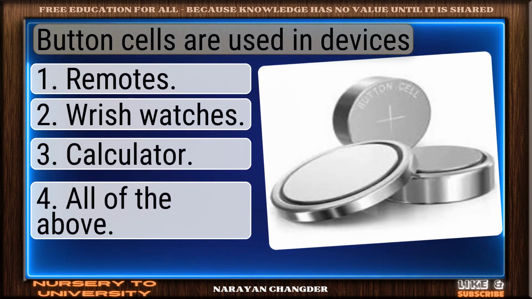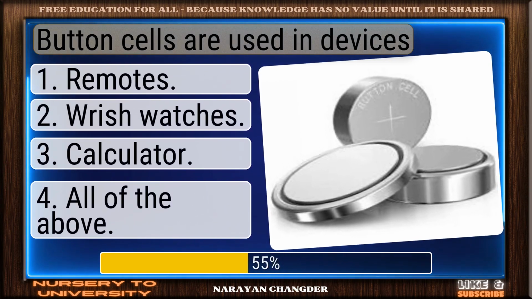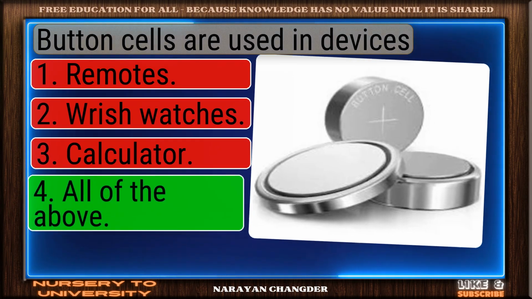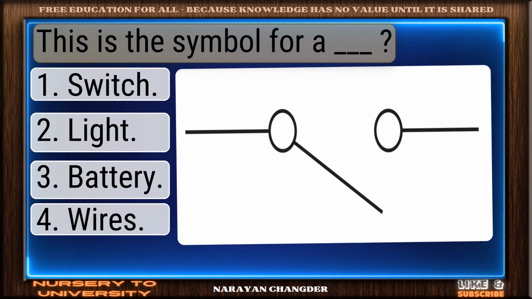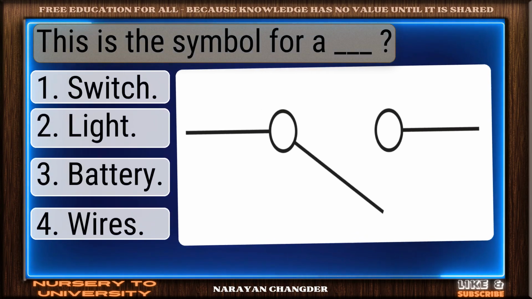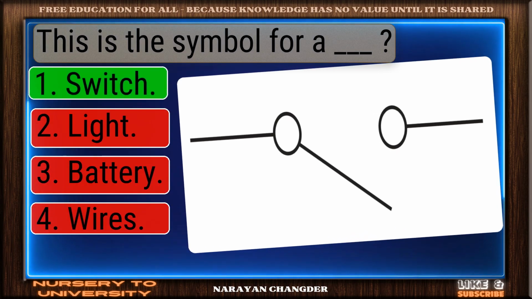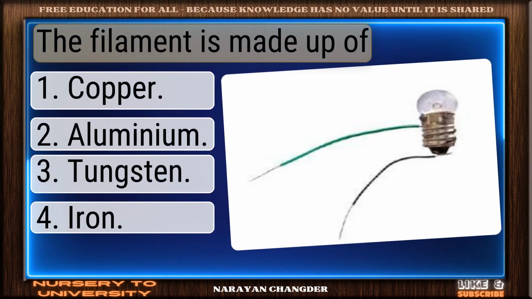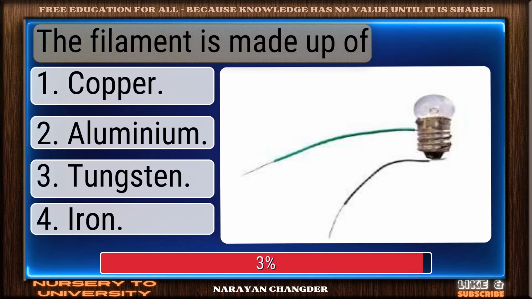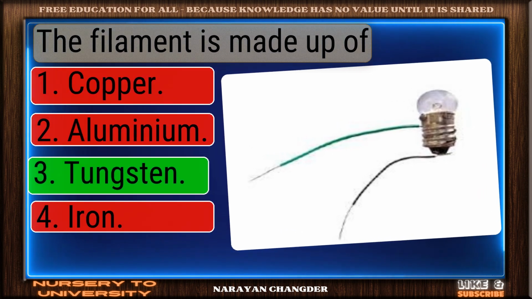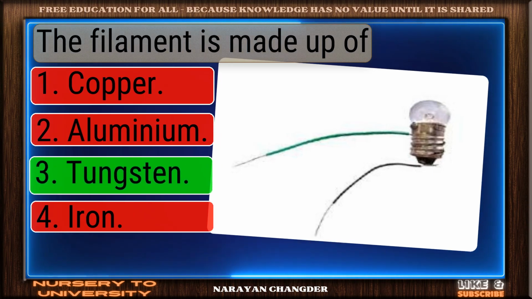Button cells are used in devices. Well picked. All of the above is the correct answer. This is the symbol for a dash. Valid point. Switch is true. The filament is made up of. Excellent choice. Tungsten is the right answer.